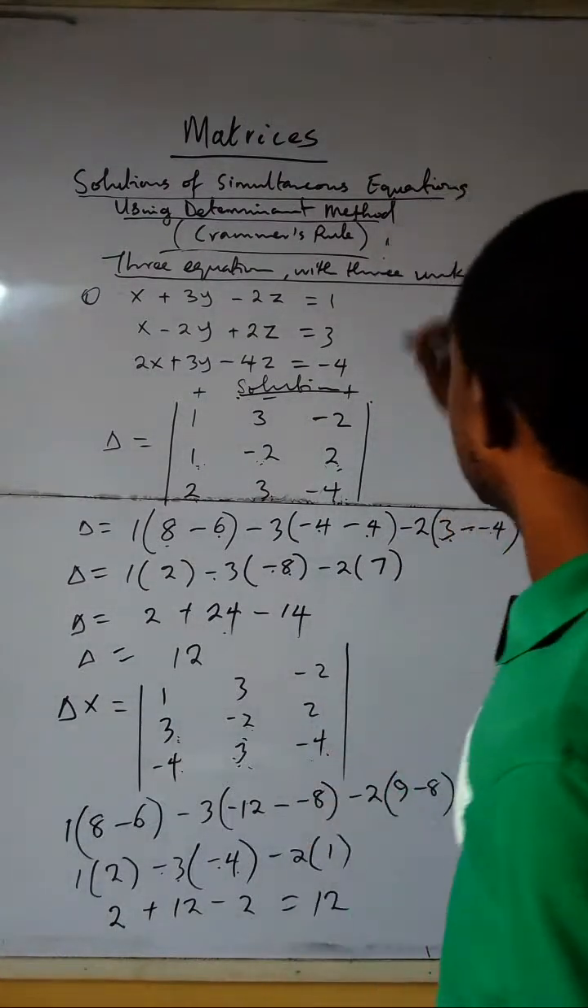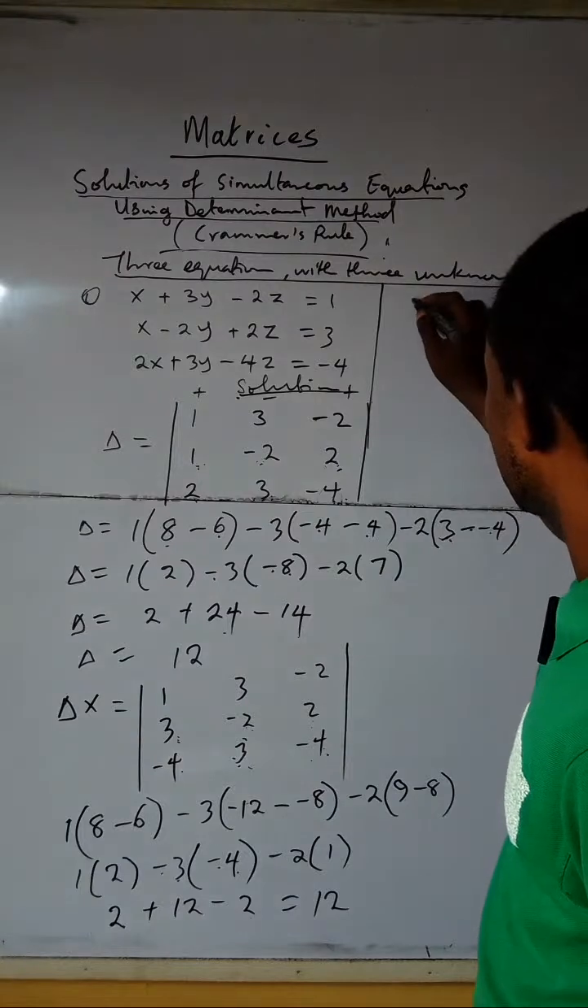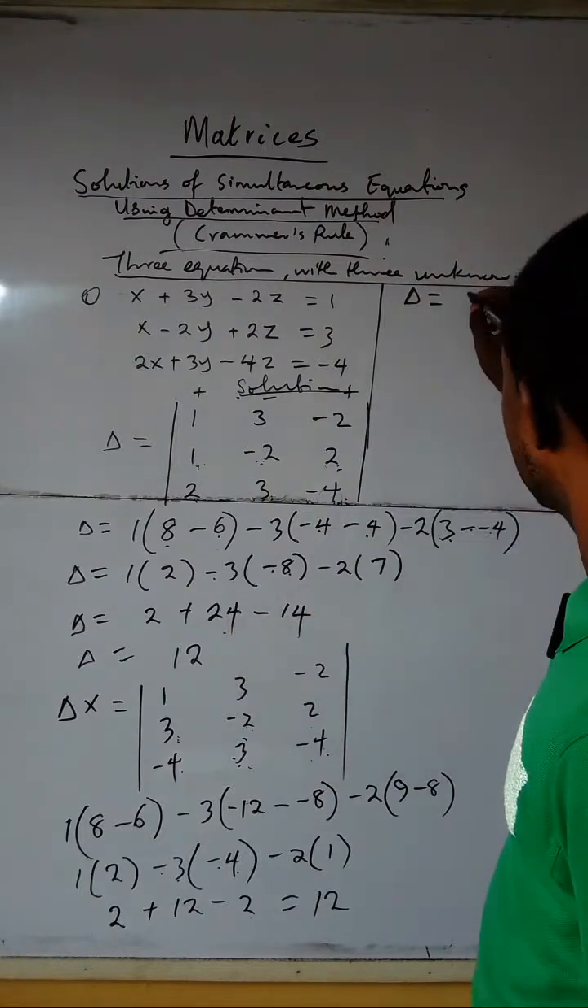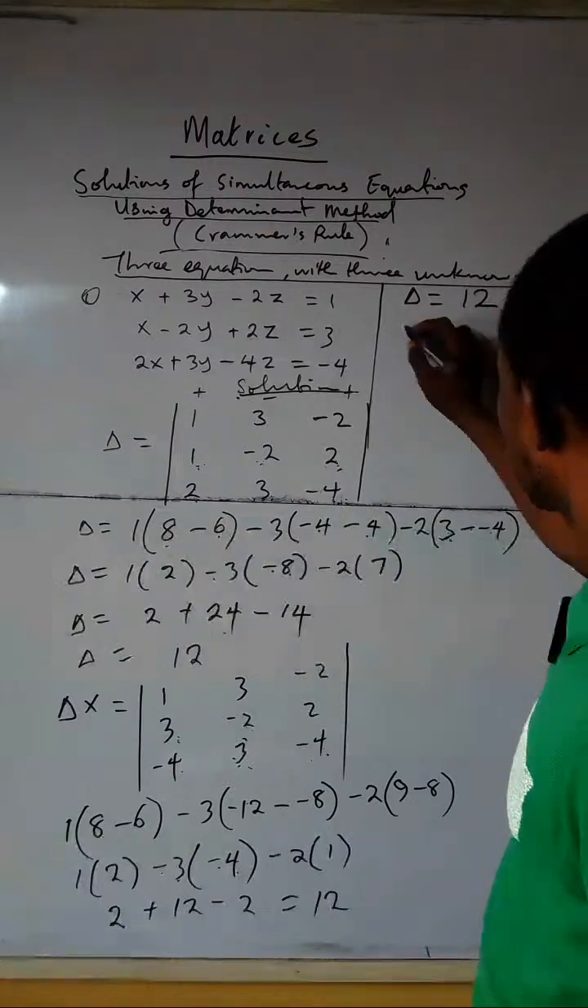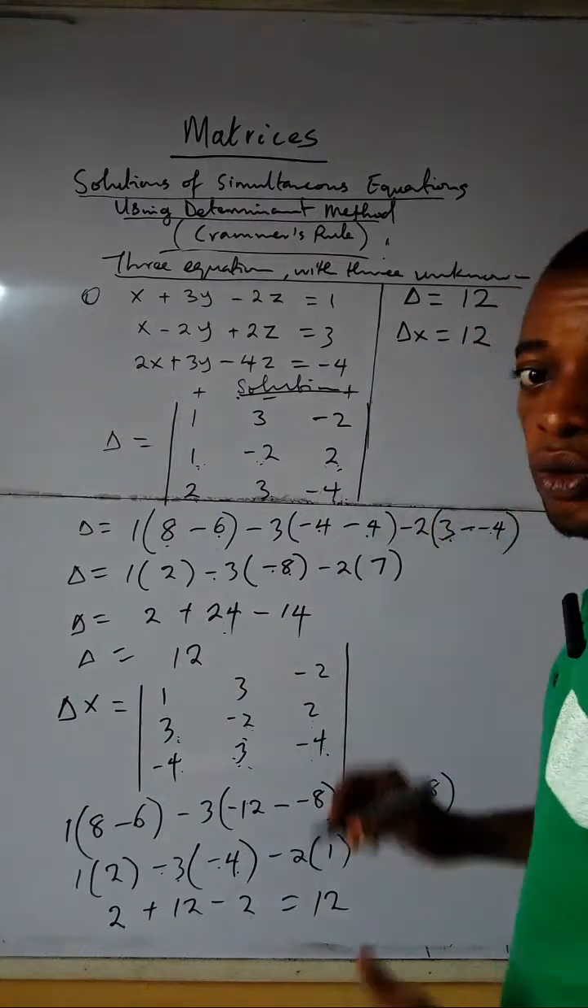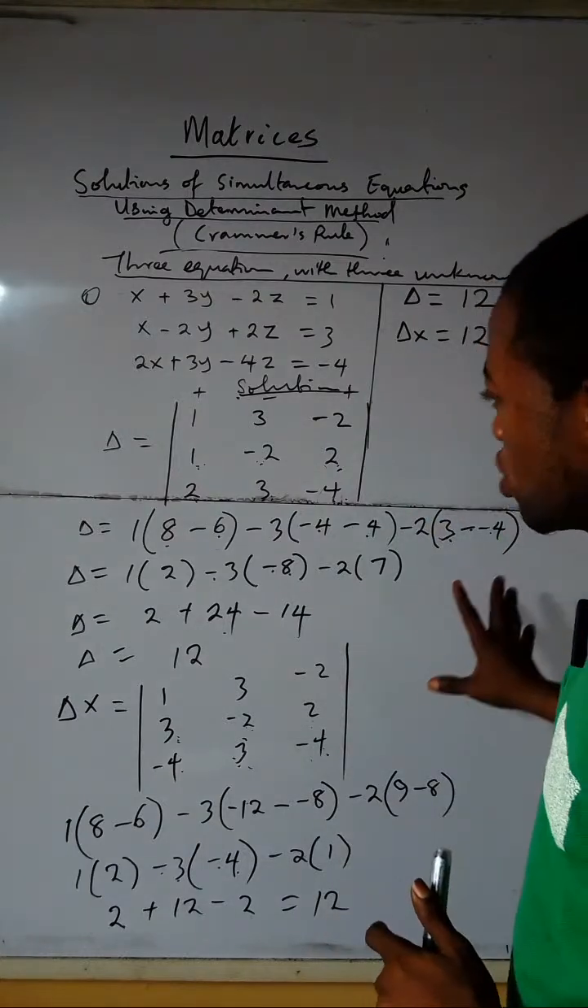So let's write something here. We got the determinant, because I want to rub this off. We get the determinant to be 12. We get the determinant with respect to x to be 12 as well. Now, let's get the determinant with respect to y now.